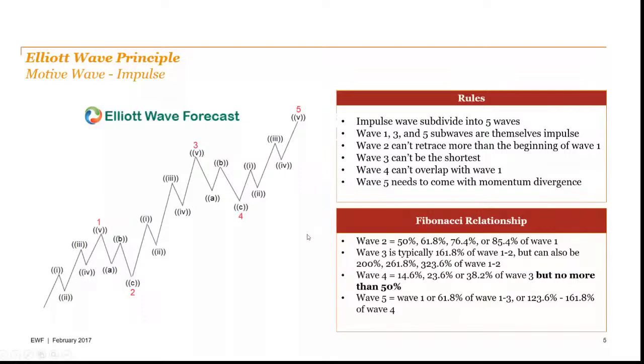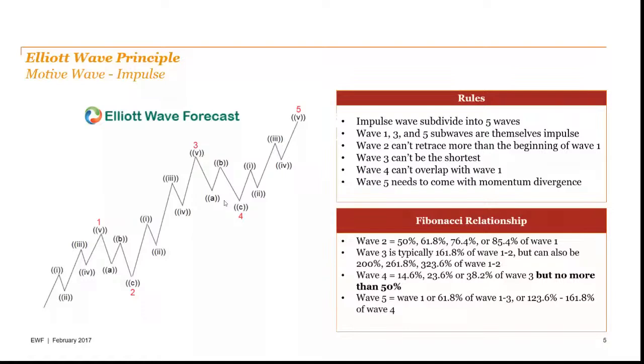So when you're in the moment, when you're trying to forecast right now and trying to forecast the future, you always have a couple of different possibilities. Should I label this 1, 2, 3? Should I label this A, B, C? Now, how do you know all those things? You need to understand this rule here. So wave 4 cannot retrace more than 50%.